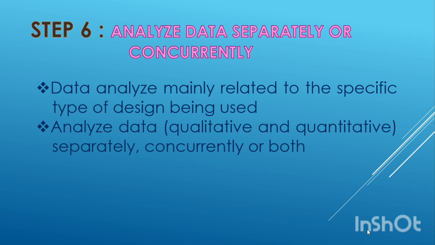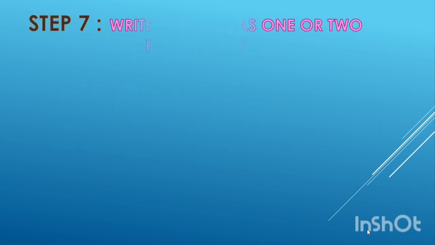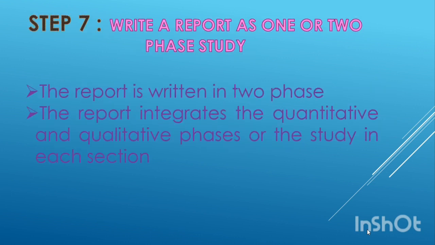You analyze the data separately or concurrently. Now, after you collect the data, you separate the two. You separate ang quantitative data nga imong na-collect and you separate the qualitative data nga imong na-collect. And then you analyze them separately. You interpret them separately. Ayaha nimo sila i-compare, contrast, and interpret. And then, dili na mahitabo ang pagbuhat og paper pag-organize sa narrative.